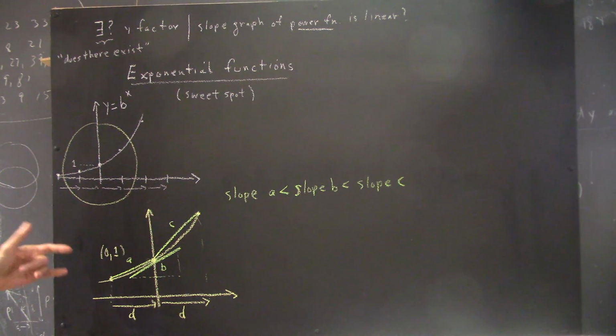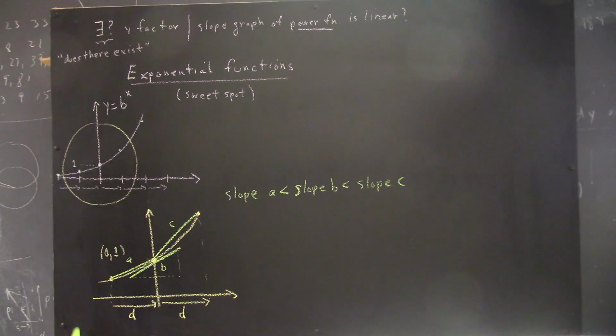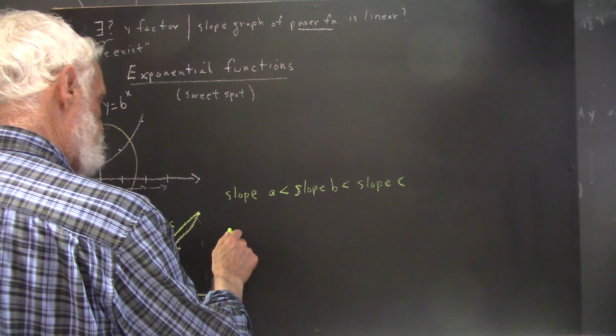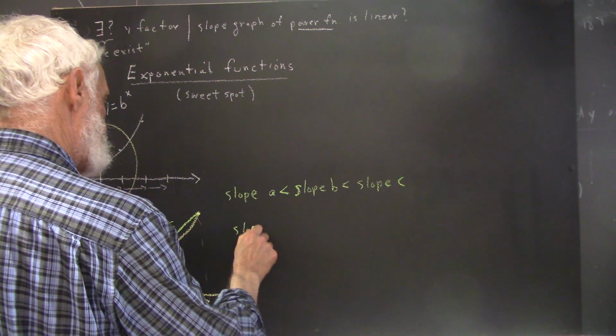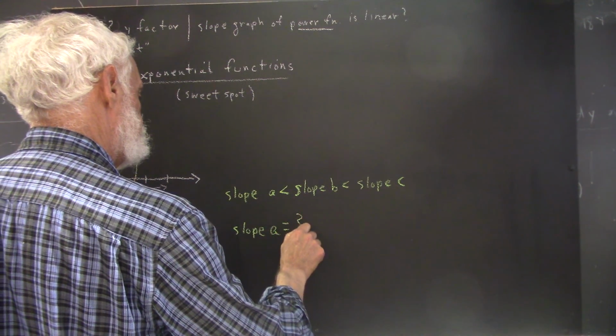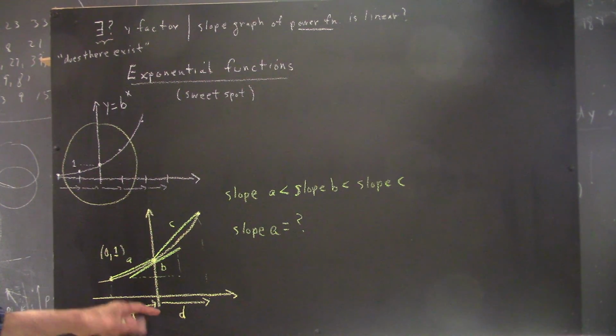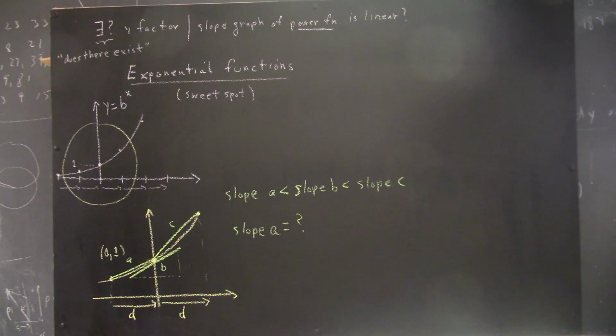Okay, so the rise for slope A, okay, well, let's see, let me just pose this as a question. In terms of the doubling distance D, what is the slope A and what is the slope C?